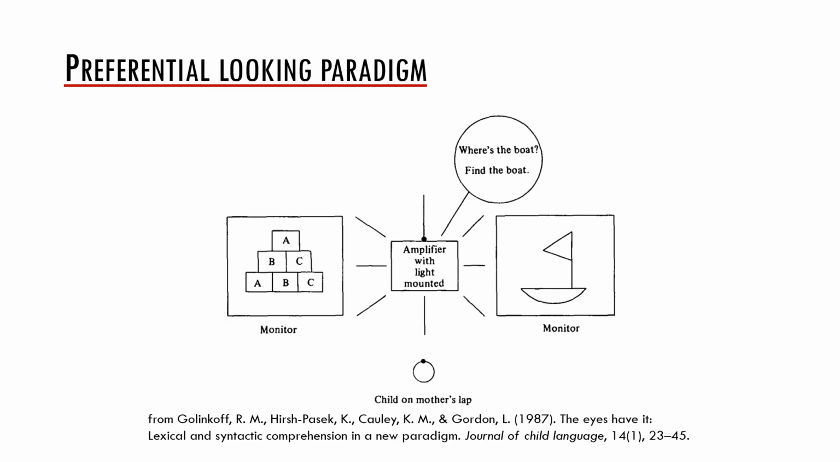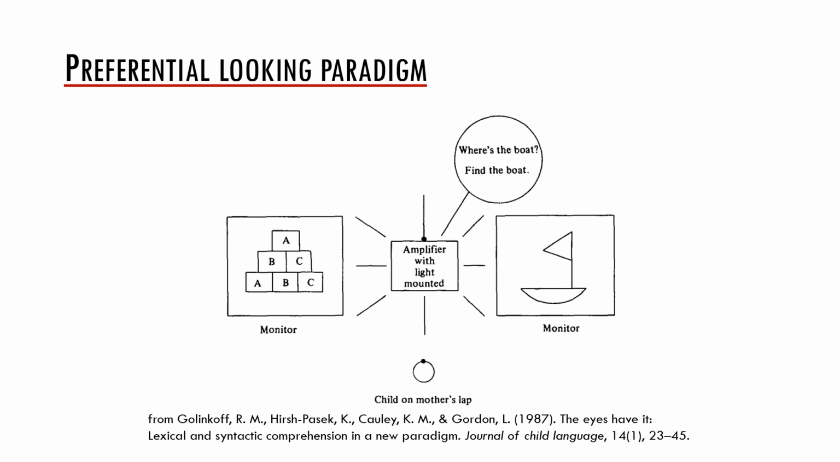The method which was used in this paper was the preferential looking task. Nowadays, it is one of the basic methods which are easy to use in early language acquisition. This is a schema of the setting. The child sits on the caregiver's lap, and in front of them there is a light and an amplifier. There are also two monitors, one on the left and the other one on the right. The child receives instructions from the amplifier, for example, where's the boat?